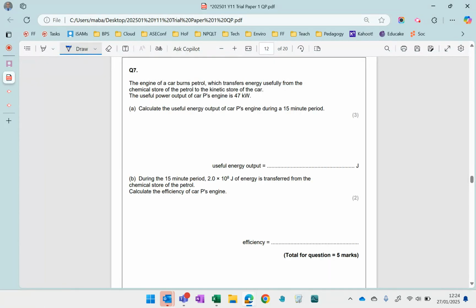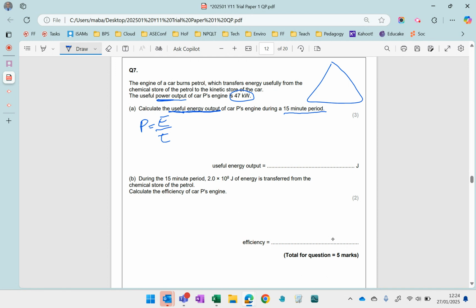Right, question 7. So this has given you the power output, and it's also given you a time, okay? And it's asking you for energy output, right? So hopefully you know that the formula that links those things together is that power is the work done or the energy transferred divided by time, okay?